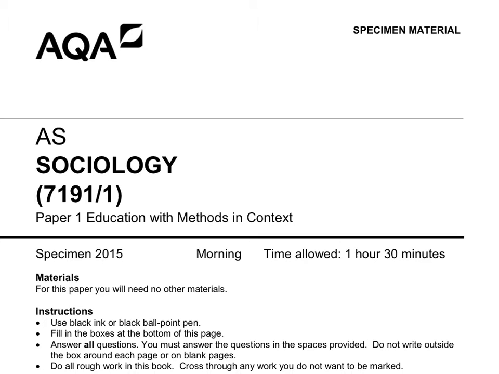Just to be aware, I'm going to talk about how to answer all the questions in this paper, including the methods and context paper. However, don't forget your mock won't include the methods and context section. So this is what your exam booklet will look like on your mock day, and also what it will look like in your summer exam.